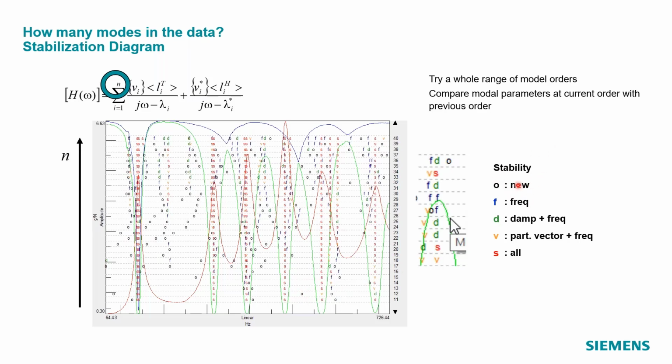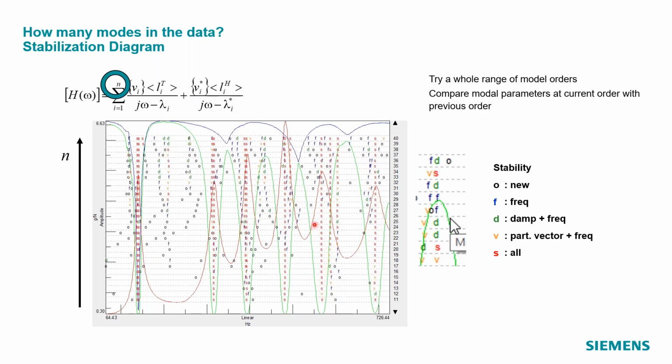It did not exist before. Here, there is a D, a green D. It means this mode we found before, and frequency and damping are similar as in the previous step. When you get a blue F, that's here for instance, it means frequency is similar as a previous mode, but not the damping. A V means frequency is similar and also the participation factor.